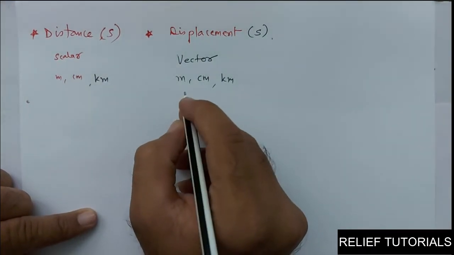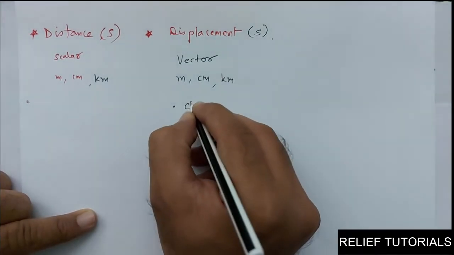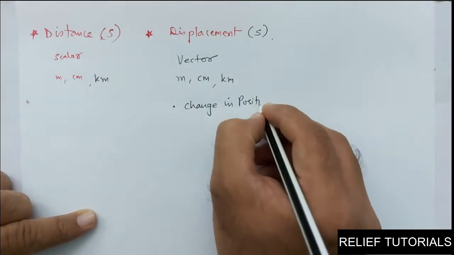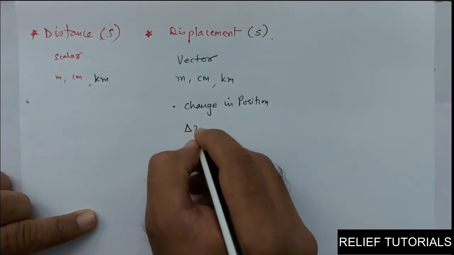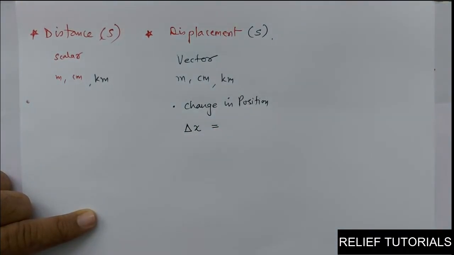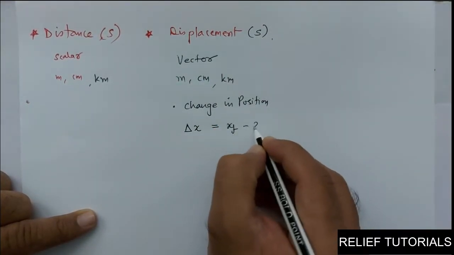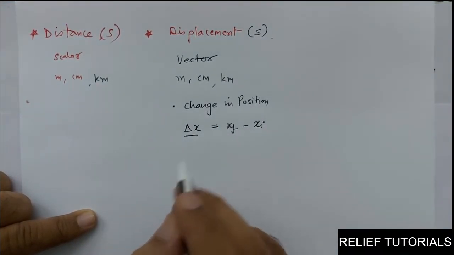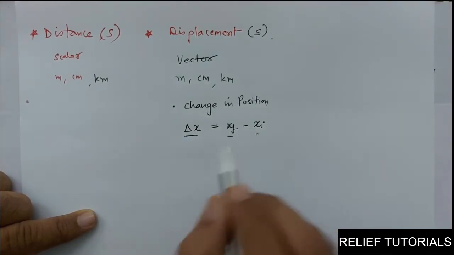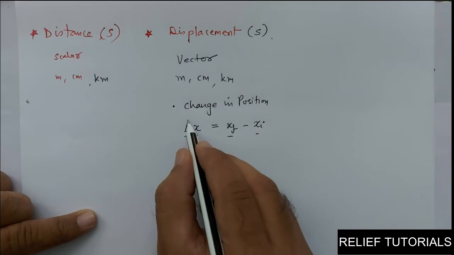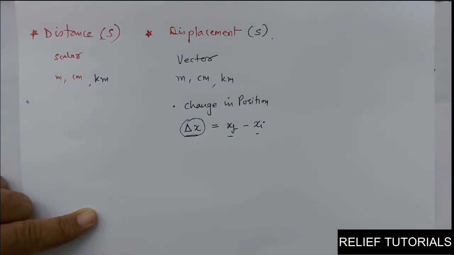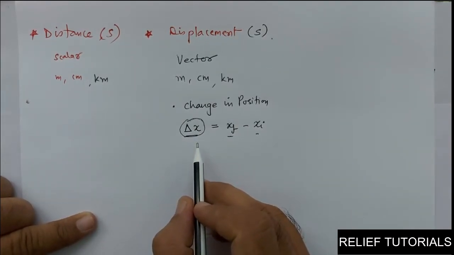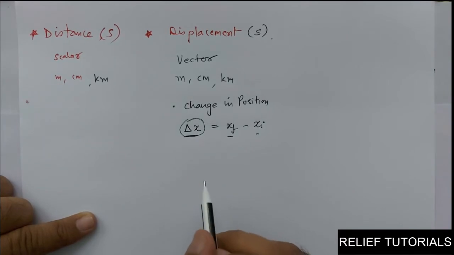You might remember that displacement is also defined as change in position. So we have written the formula for displacement: delta x is xf minus xi. Delta x means change in position, xf means final position minus initial position. So change in position is final position minus initial position. This formula of displacement is used for number line type of examples.